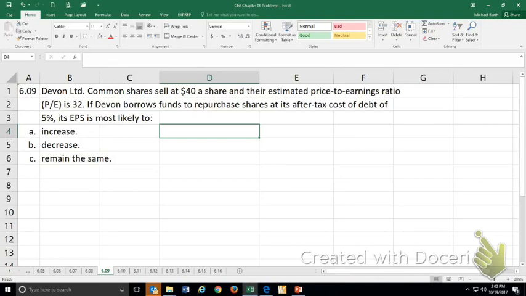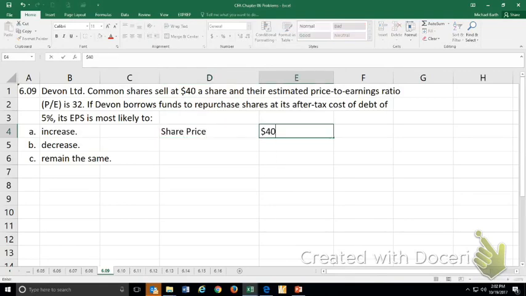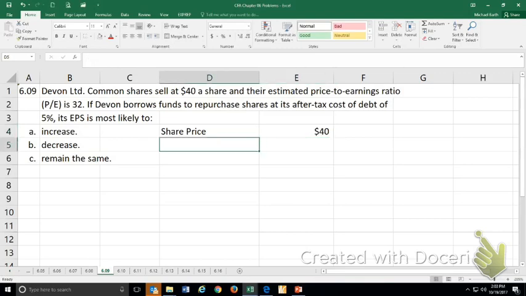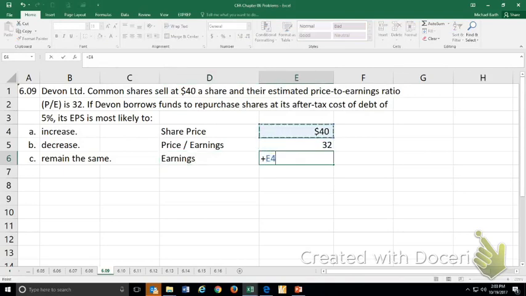All right, well, let's write down some of the stuff we can see here with the problem. So the share price, $40 a share, and the price over earnings is 32. So there's $32 of share price for every $1 of earnings. So I can go and back out earnings by simply taking the 40 divided by 32. Earnings are going to be $1.25.